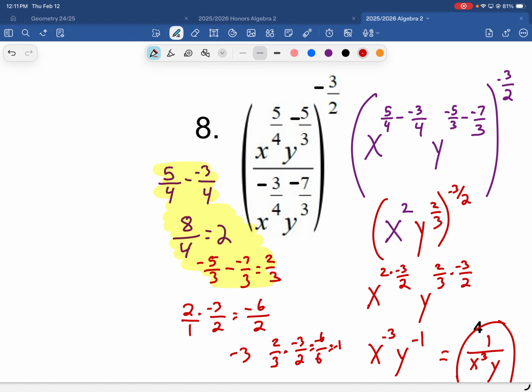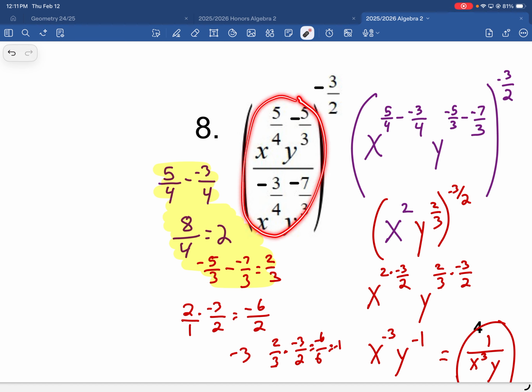So I'm going to take care of the inside first. We're dividing, so we subtract. Last one, guys. So we've got 5/4 minus negative 3/4. When you do all that, you get x squared. And then we've got negative 5/3 minus 7/3. When you do that, you end up with 2/3. So first step, x squared, y to the 2/3, then raised to the negative 3/2 power.